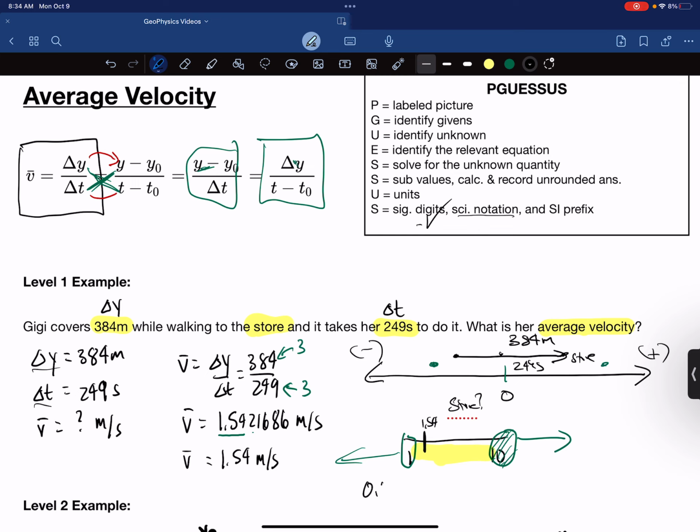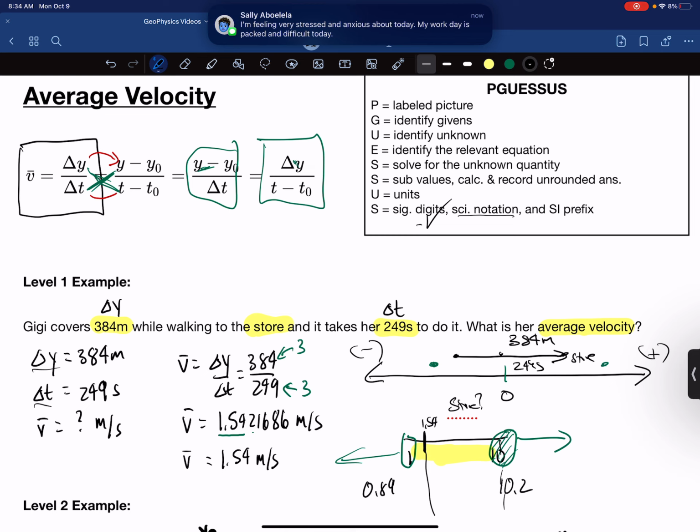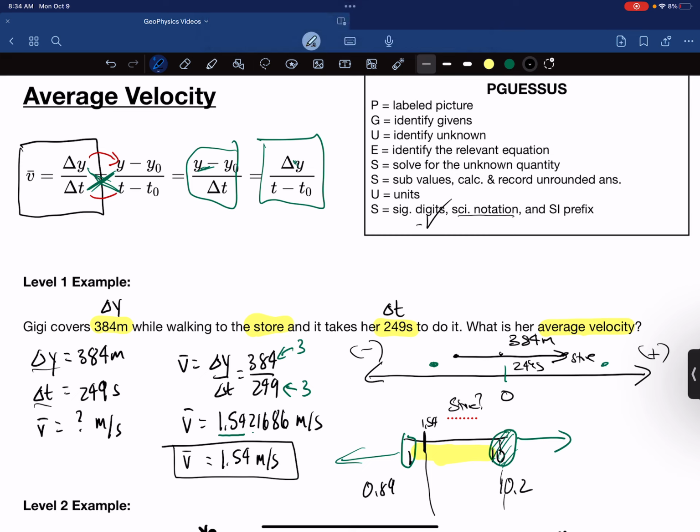If the number had been 0.89, then it would need to go in scientific notation. If it had been 10.2, it would need to go in scientific notation. But since it is less than 10 and greater than 1, it's already in the correct scientific notation format, and that gives us our final answer, 1.54 meters per second.